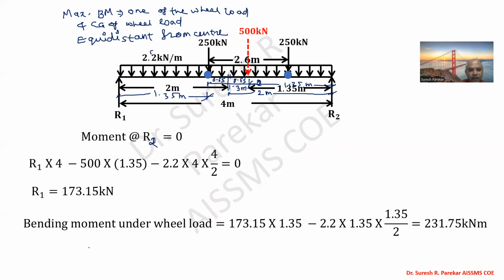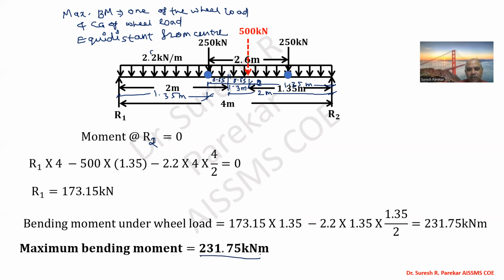And the maximum bending moment, so bending moment under wheel load, this is my maximum bending moment, 231.75 kilonewton meter.